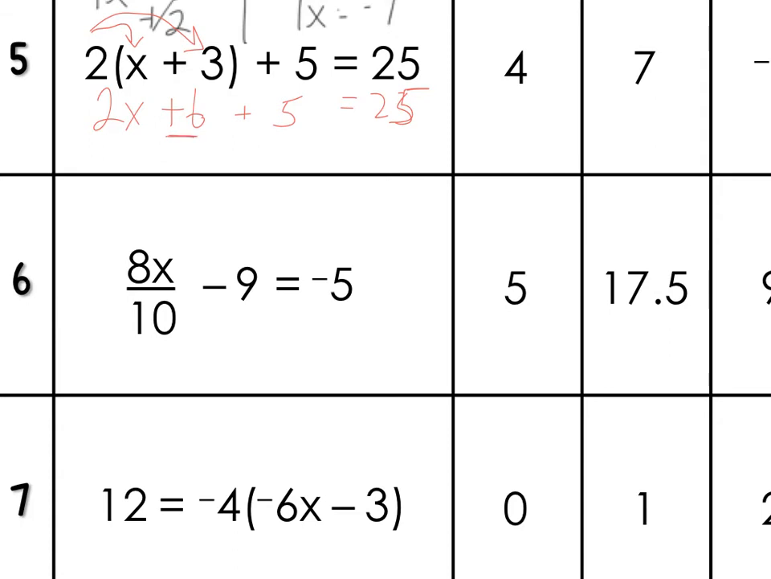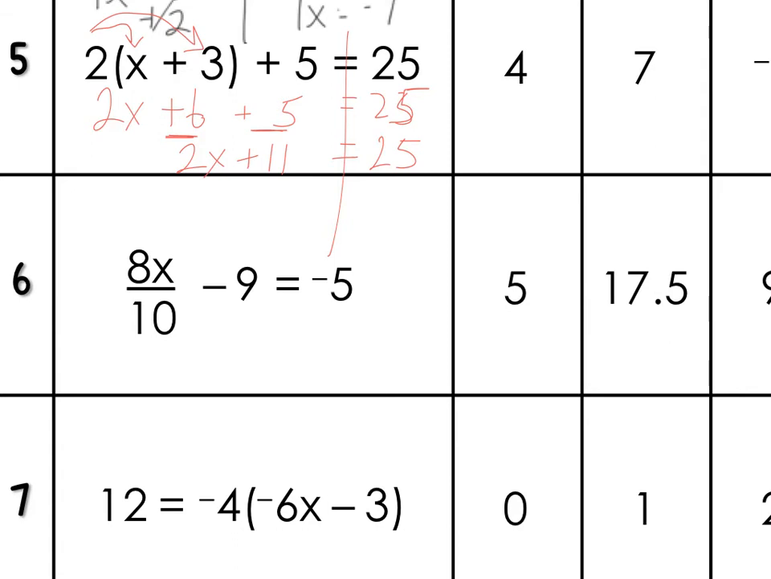6 and 5 are like terms. So 2x didn't have anybody to combine with, but 6 and 5, they're on the same side, so whatever their signs tell me to do, we do. Plus 6 plus 5, right? Positive 6 plus 5 gives me positive 11. All this still equals 25.